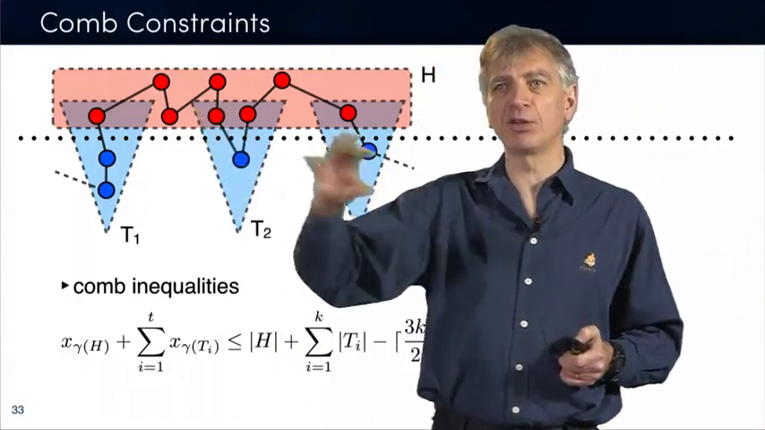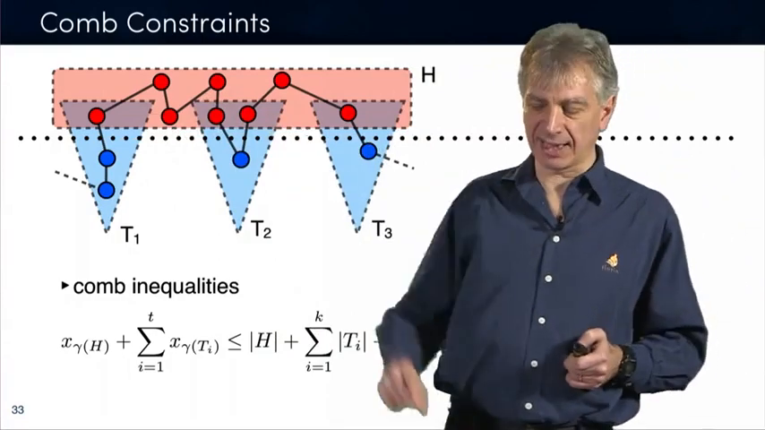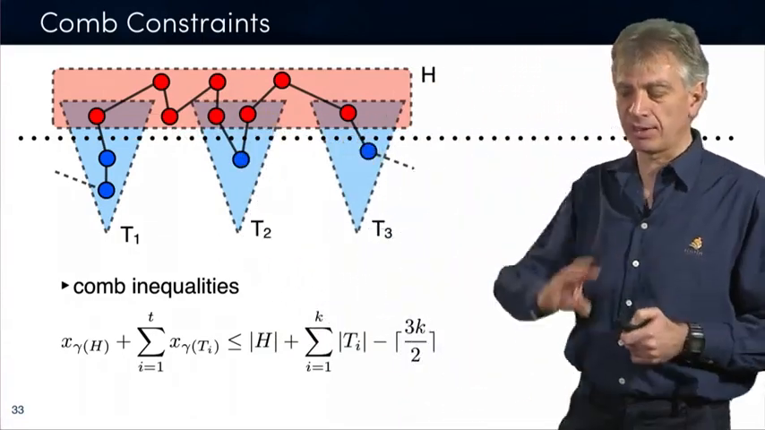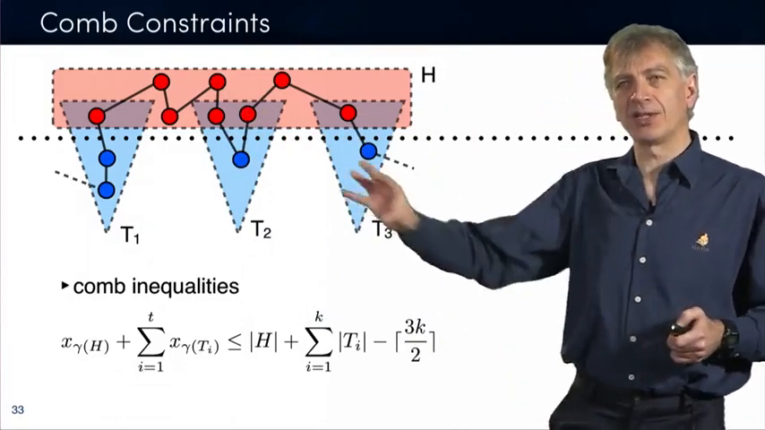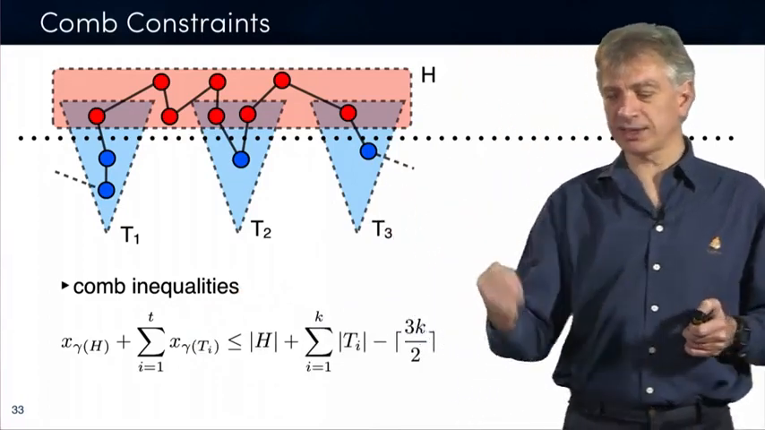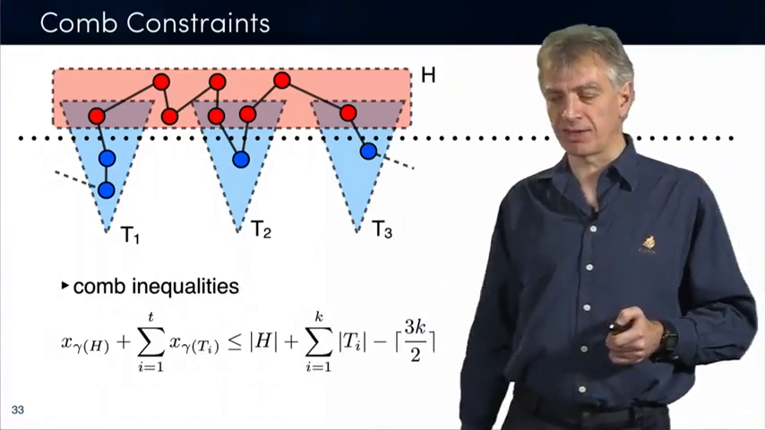That means that you can't select more edges. If you select these edges, you can't select more edges inside the handle. So for instance, you could not select an edge going from here to there. That would not be good. Essentially these comb cuts are more interesting facets of the polyhedral cuts of the traveling salesman problem.